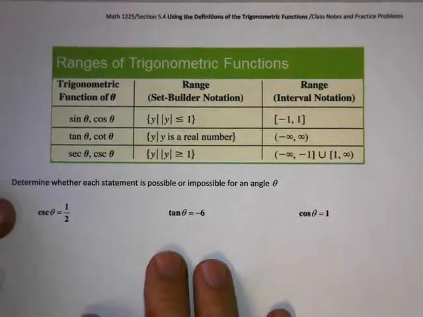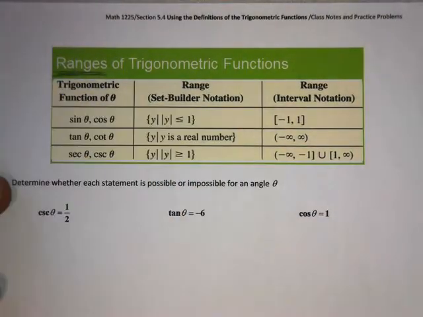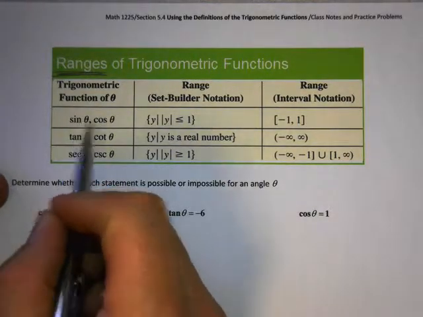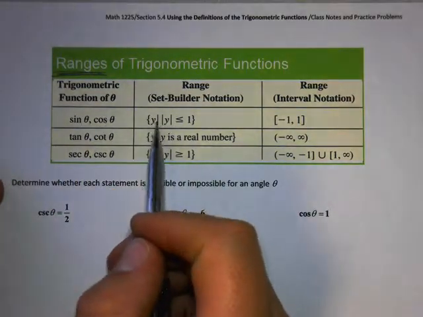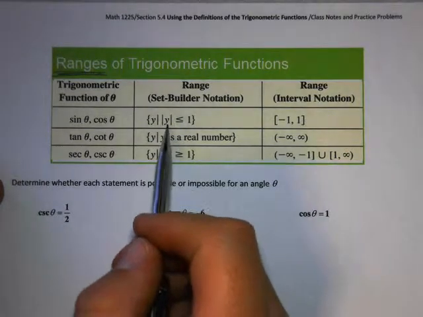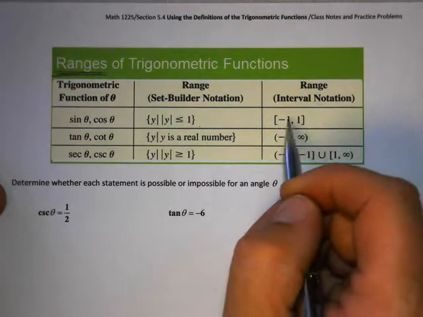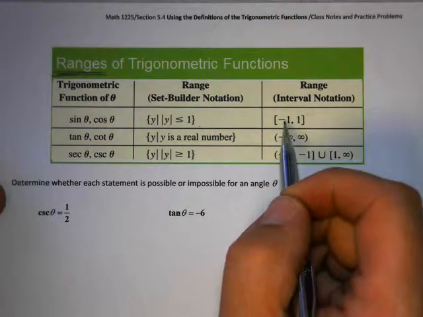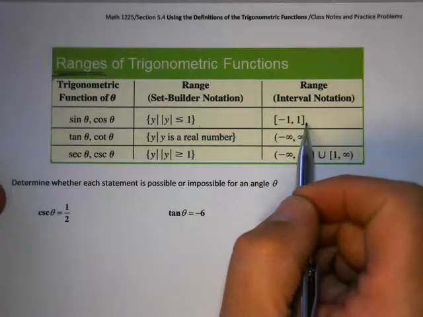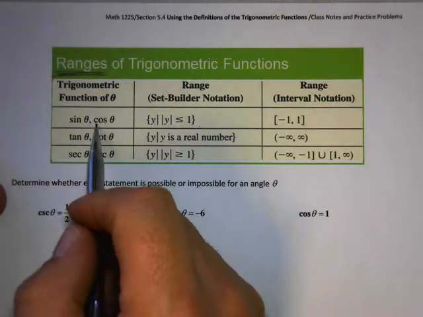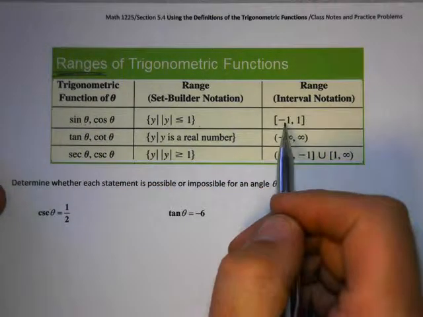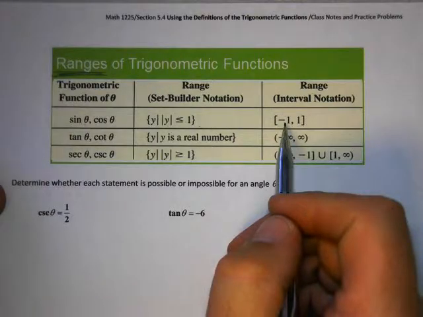So after signs, we want to discuss the ranges. What are the possible values that we get out from these trig functions? So for sine theta and cosine theta, the range is that the absolute value is less than or equal to 1. And what that really says is the range values are going to be between -1 and 1. So sine theta and cosine theta are greater than or equal to -1, but less than or equal to 1.